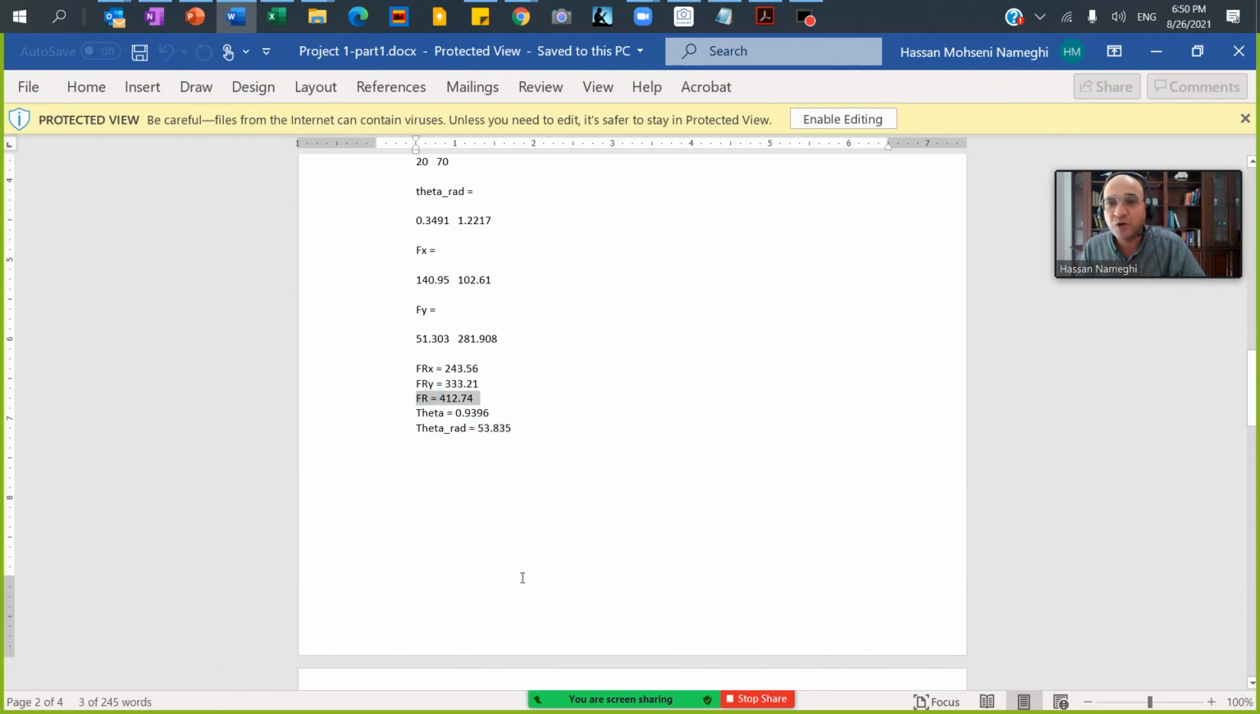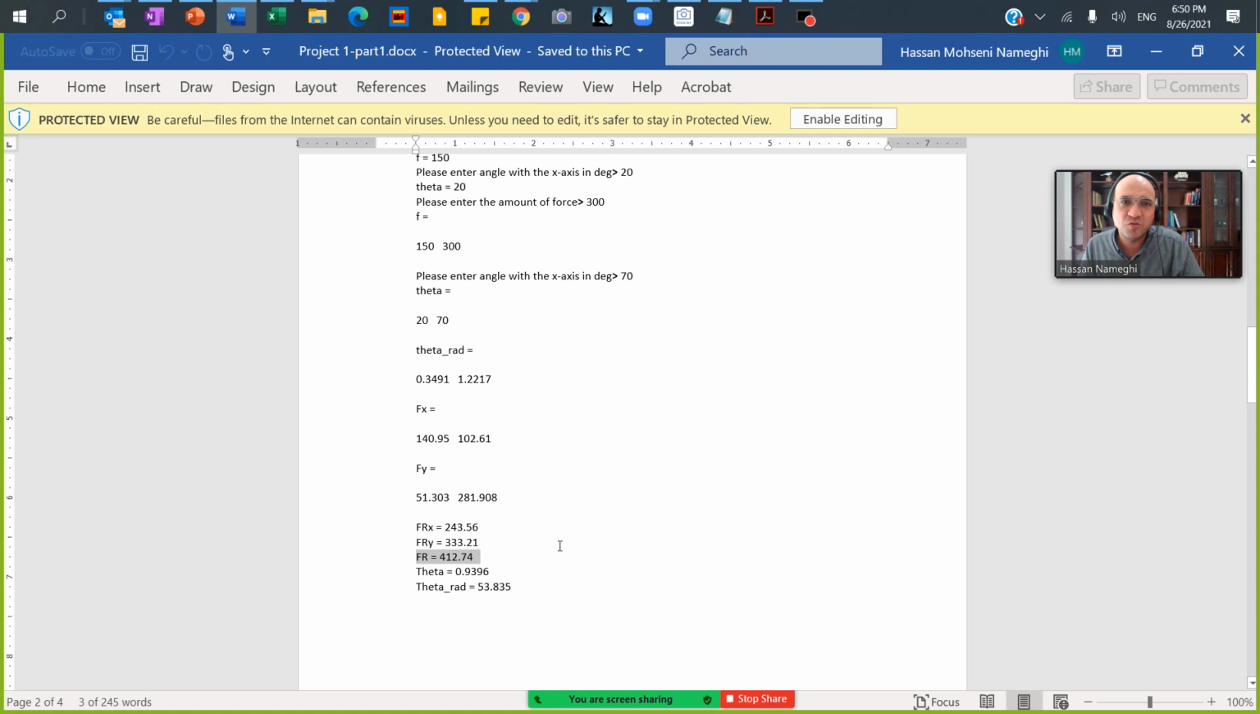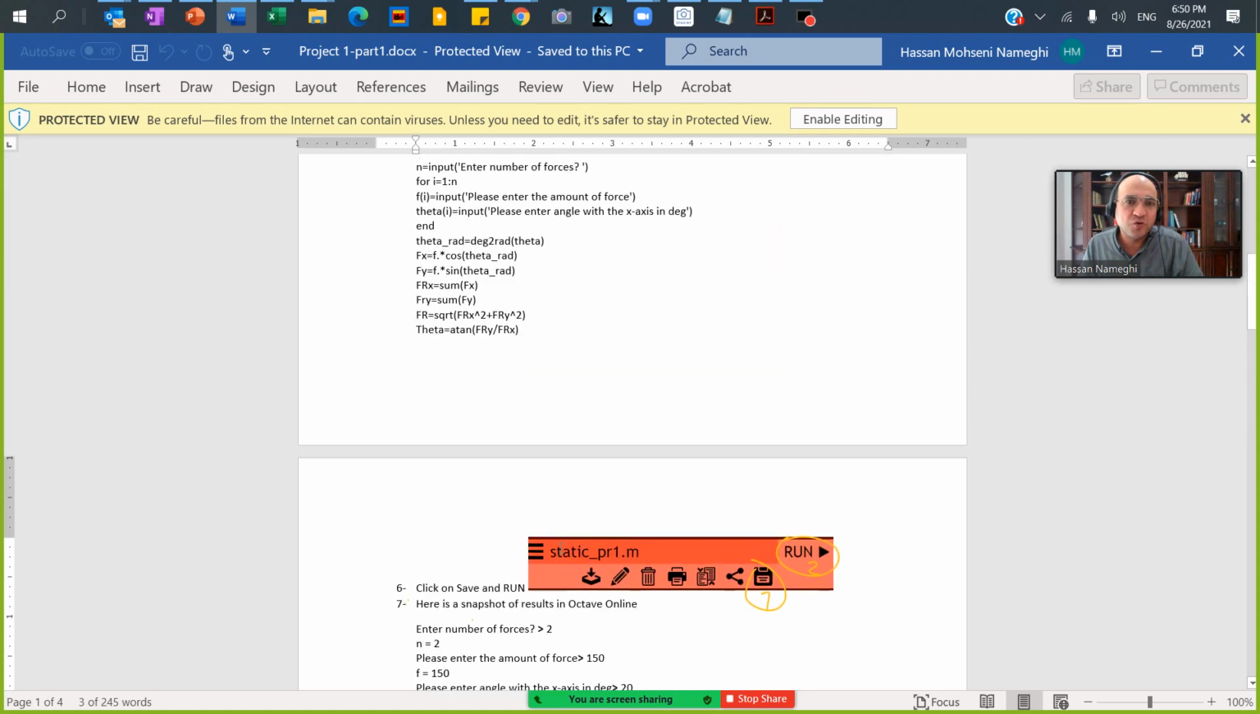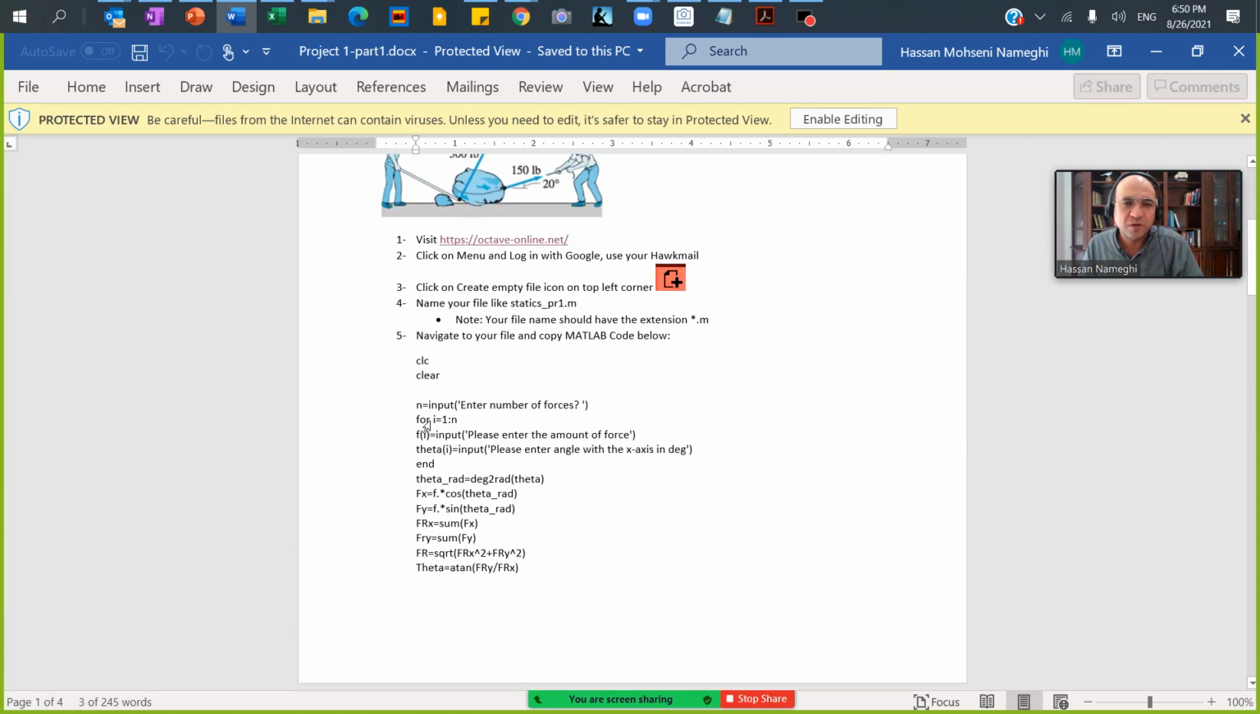But the problem with my code is that for two forces, I write so much stuff. I don't want to do all this work. This is too much work. So what I could do is create a loop. If I have n number of forces, it would be able to repeat for that n number of forces. And this is actually the code for that.